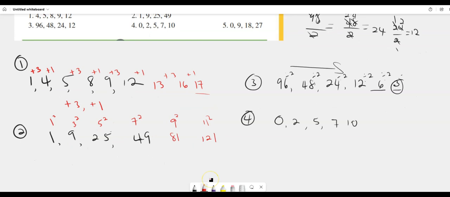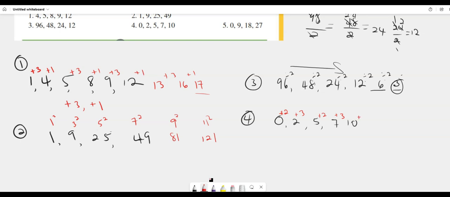Let's look at the sequence 0, 2, 5, 7, 10. This is a mixture of odd and even numbers. Let's look at how the numbers are going up, so some addition or multiplication. Between 0 and 2, that's a plus 2. Between 2 and 5, that's a plus 3. Between 5 and 7, that's a plus 2. Between 7 and 10, that looks like a plus 3. So plus 2, then plus 3, plus 2, plus 3.